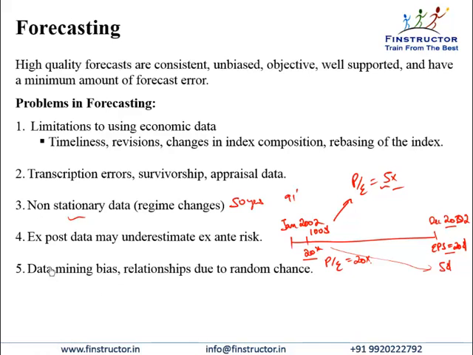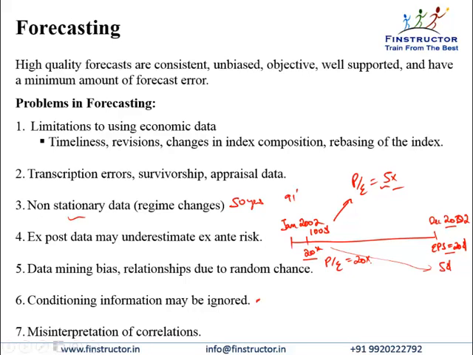Data mining bias says that if you beat the data, some relationship will come out. But that doesn't mean that that relationship has statistical significance or it has economic use. These may even be relationships due to random chance. Conditioning information may be ignored. So after doing all these analyses, you should tweak your analysis to the specific circumstances that you are in. If you're not doing that, again your estimate may be incorrect.